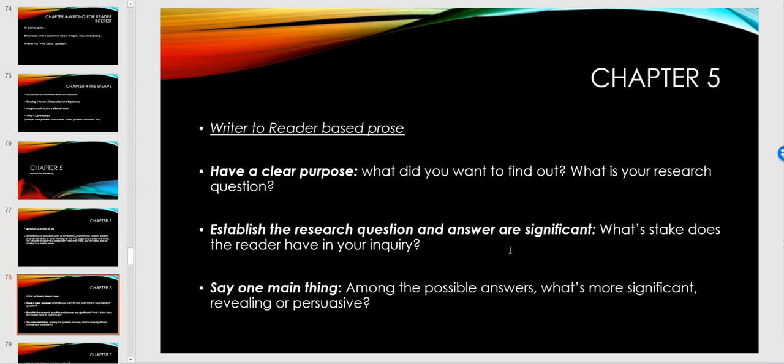So you have to switch over now, because what you're doing so far is writing for you. You're putting together your essay, and you need to switch over from writer-based to reader-based prose. Do you have a clear purpose? What is your thesis-like thinking on this? What is your main point?